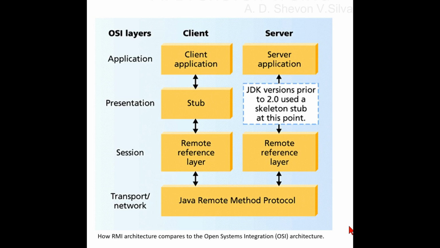Here you can see a client application interacts with the stub, and the stub interacts with the remote reference layer. The remote reference layer interacts with the Java Remote Method Protocol, which interacts with the remote reference layer. JDK versions prior to 2.1 used a skeleton stub at this point, and the skeleton stub is connected to the server application and the remote reference layer.